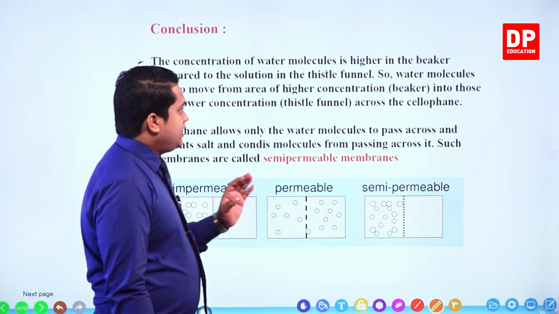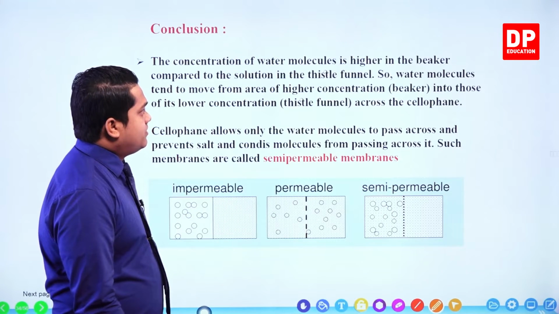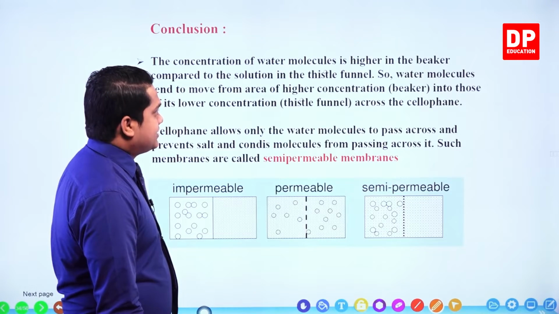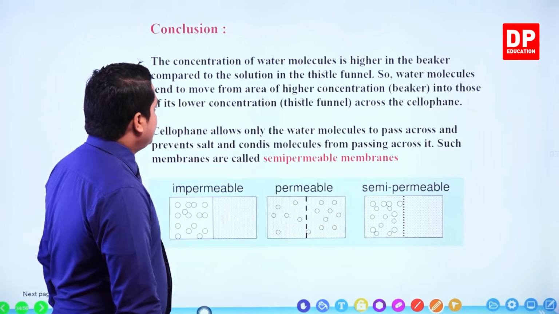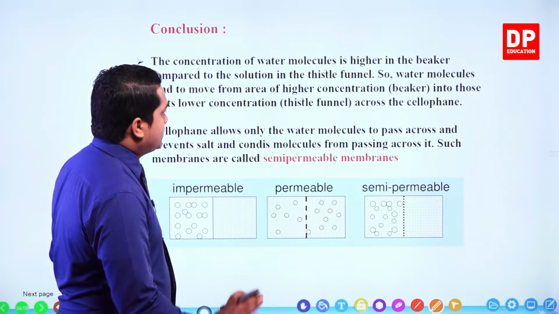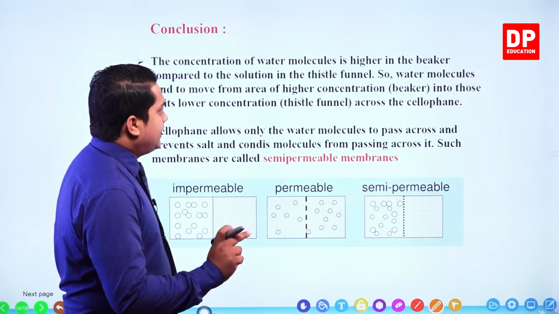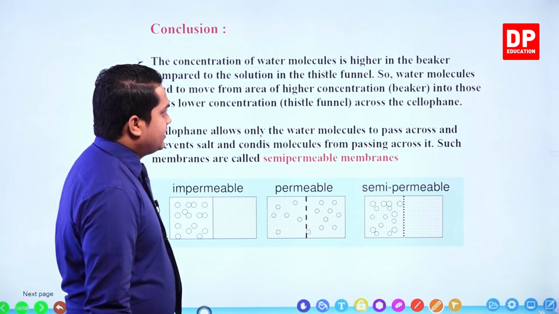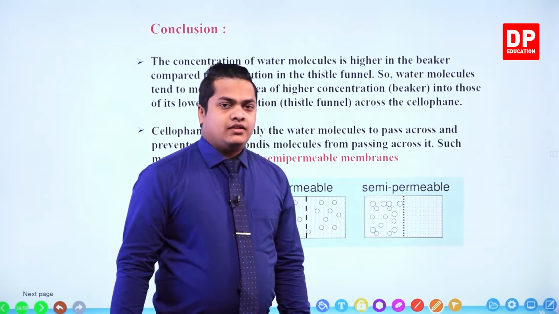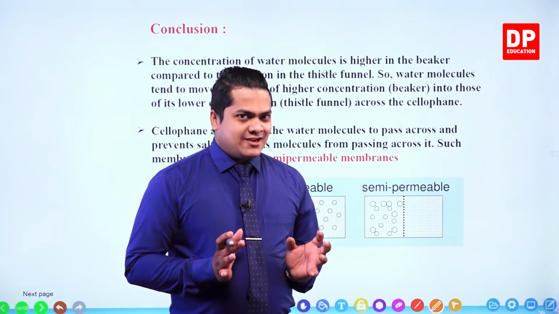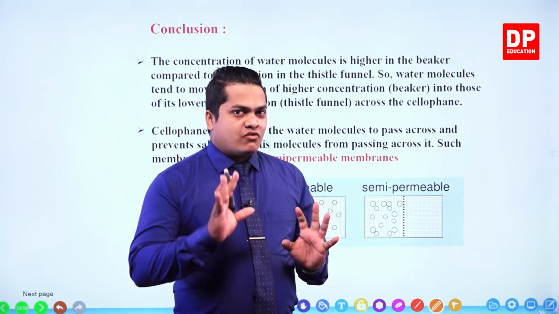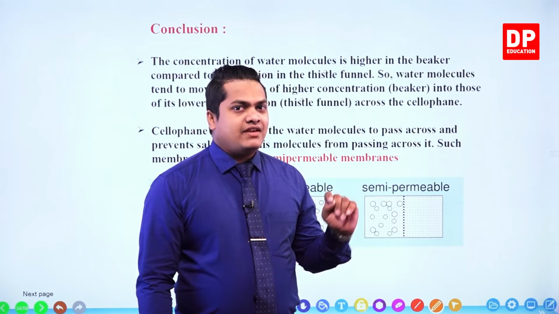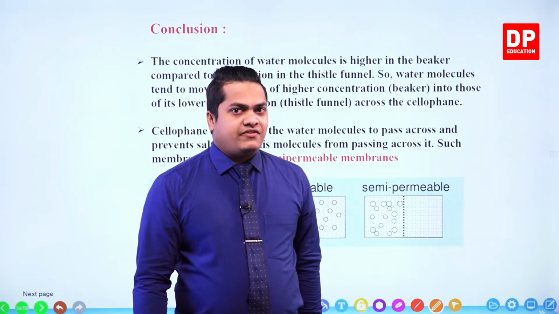So my dear children, see, the concentration of water molecules is higher in the beaker compared to the solution in the thistle funnel. So water molecules tend to move from the area of higher concentration, which is the beaker, into that of lower concentration, which is the thistle funnel, across the cellophane. So it's obvious to us that in here, water is going to travel from a higher concentrated area to a lower concentrated area in the same way as in the earlier process, which is referred to as diffusion.